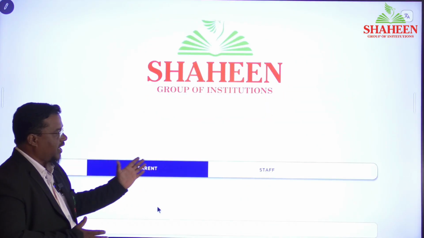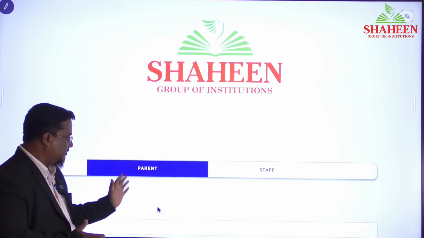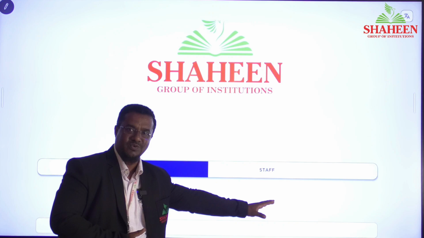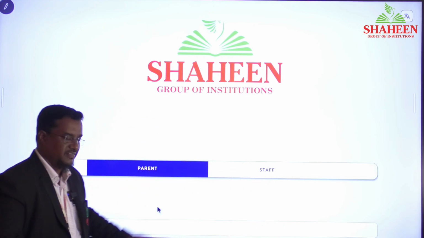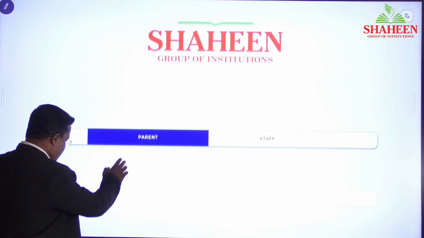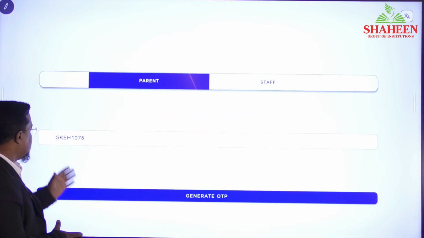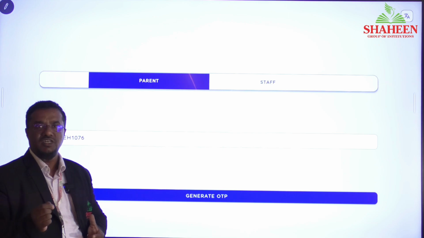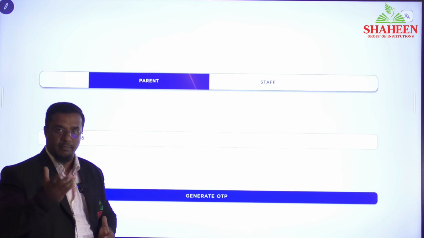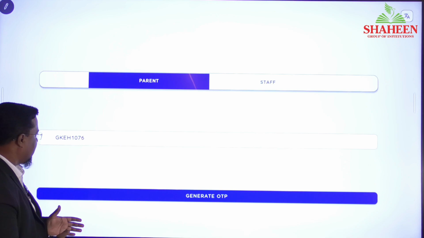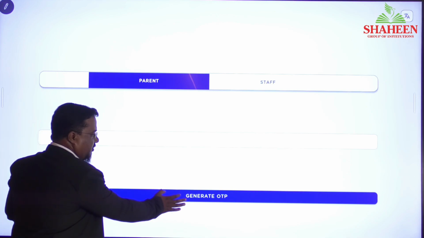And now here we have two tabs, one for parent and one for staff. Staff is not related to you, you are supposed to go for parent. Once we click parent, you will find this page, wherein you will have to enter the admission number of your child. Note the point, the admission number should be in caps lock or uppercase, as I have just previously done. Here we can go for generate OTP.